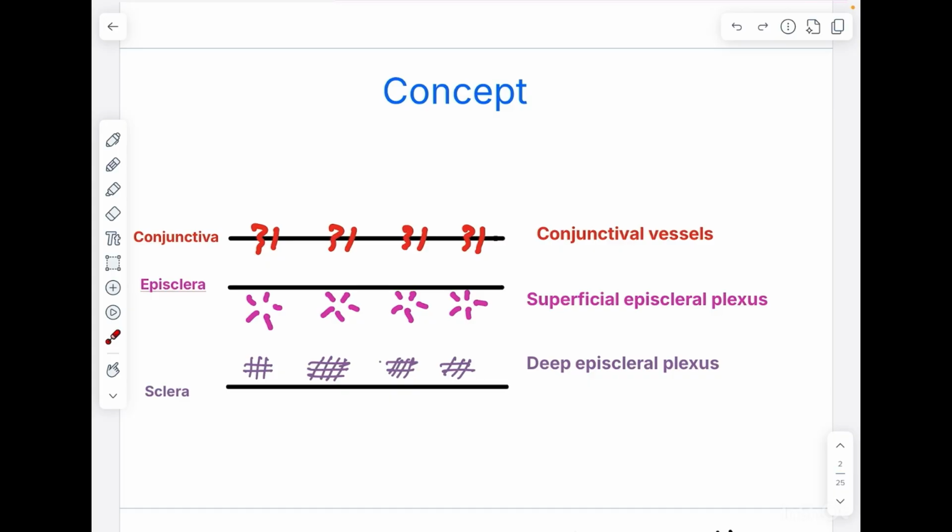Now the arrangement of vessels. As we can see, in these conjunctival vessels, the arteries are tortuous and the veins are straight. Okay. The superficial episcleral plexus vessels will be arranged radially. They will go like this. So this is the limbus. The vessels will go radially. And the deep episcleral plexus has a crisscross pattern.